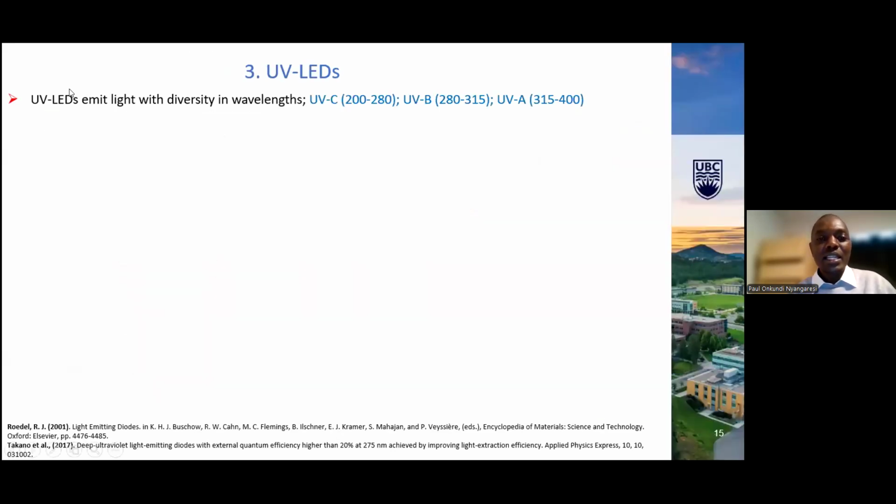The other thing is UV LEDs. UV LEDs can emit different wavelengths. Now you can see we have three types: UVC, which is 200 to 280; UVB, which is 280 to 315; and UVA, which is 315 to 400 nanometers. This UVA, 315 to 400, is the one we can get from the sun, only the 10%. Then we have the other two remaining, UVC and UVB.